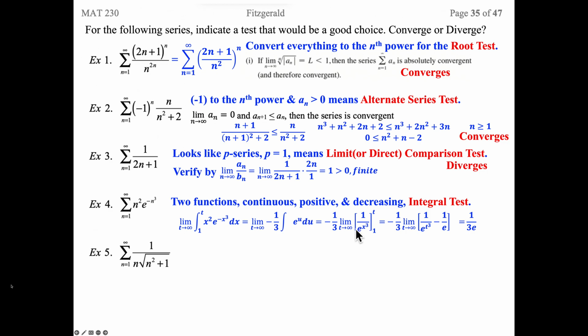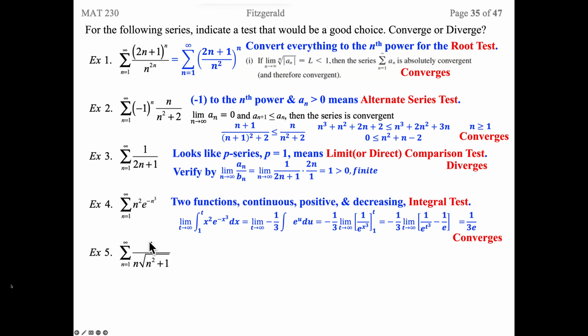All right, so what do we have next? Plug in your t. Evaluate your limit. So 1 over e to the t cubed. This is getting huge. This is approaching 0. So negative 1/3 times negative 1 over e, that's a constant. This is a scalar factor. I'm approaching 1 over 3e. So since I took the improper integral and it's equal to a constant value, it converges.